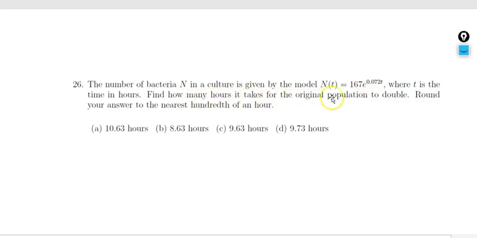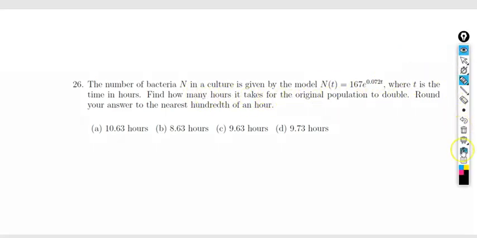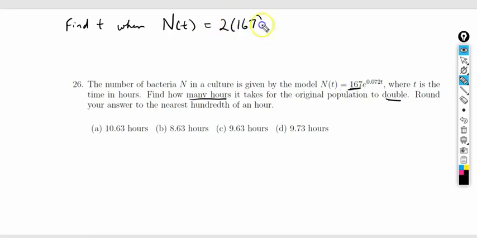How many hours does it take for the original population to double? So find the time when the population after time t is double what you started with. What did you start with? That number out the front is always your starting amount.